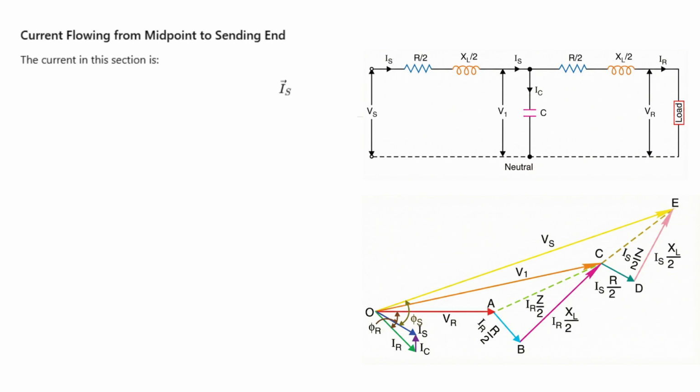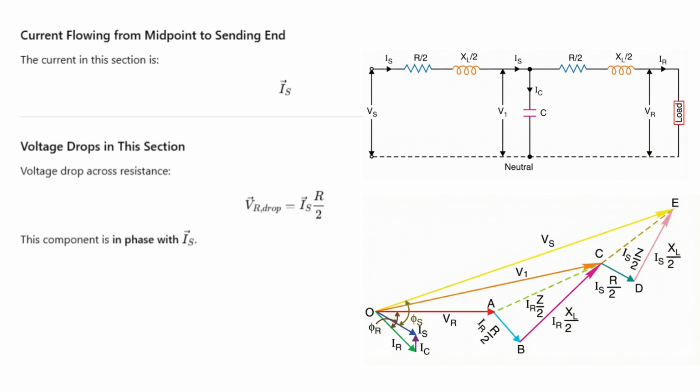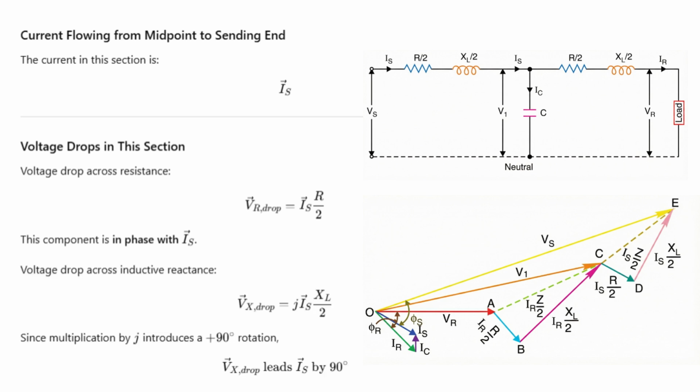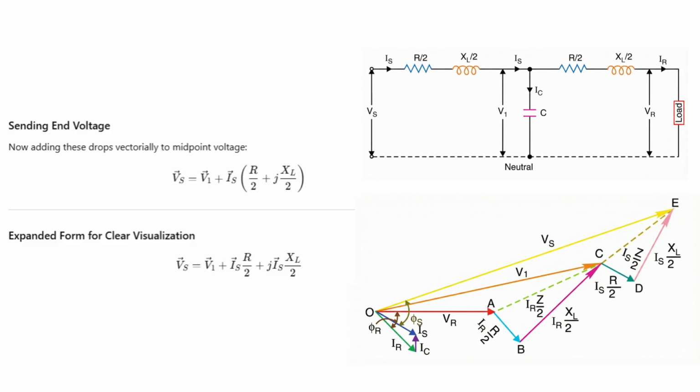From the midpoint to the sending end, again we have R by 2 and XL by 2. But now the current flowing is IS. So the voltage drop across this half is IS multiplied by R by 2 in phase with IS, and IS multiplied by XL by 2, leading IS by 90 degrees. Therefore, VS equals V1 plus IS multiplied by Z divided by 2, or VS equals V1 plus IS multiplied by (R by 2 plus jXL by 2).